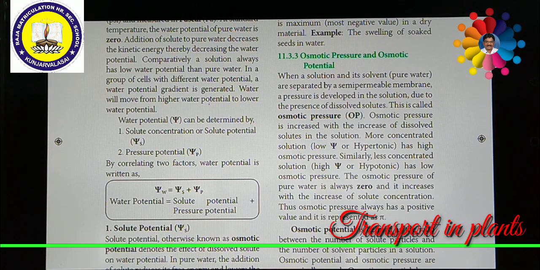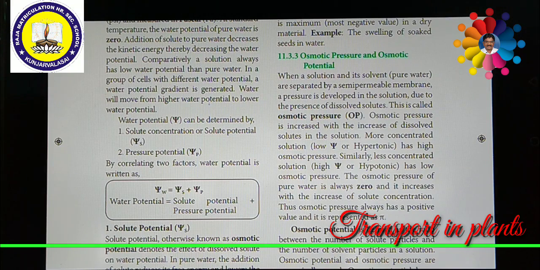Similarly, one more definition is there, that is matric potential, psi M. Psi W means water potential, psi S means solute potential, psi P means pressure potential, and psi M means matric potential. What is matric potential? Matric potential represents the attraction between water and hydrophilic colloids or gel-like organic molecules in the cell wall, which is collectively termed matric potential.